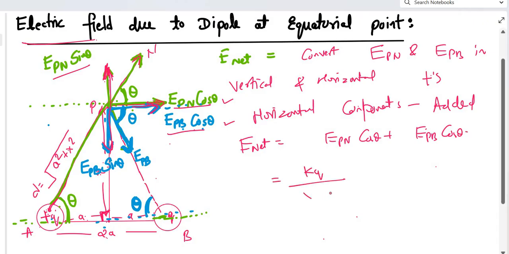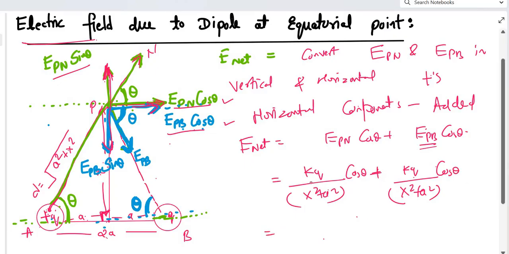E_PN was KQ by (x square plus a square) cos theta. And what was E_PB? We derived it already. Right? It was KQ by (x square plus a square) cos theta. Perfect. Now these two are the same things. If you look at it, KQ cos theta by (x square plus a square), watch it carefully, they are the same thing.